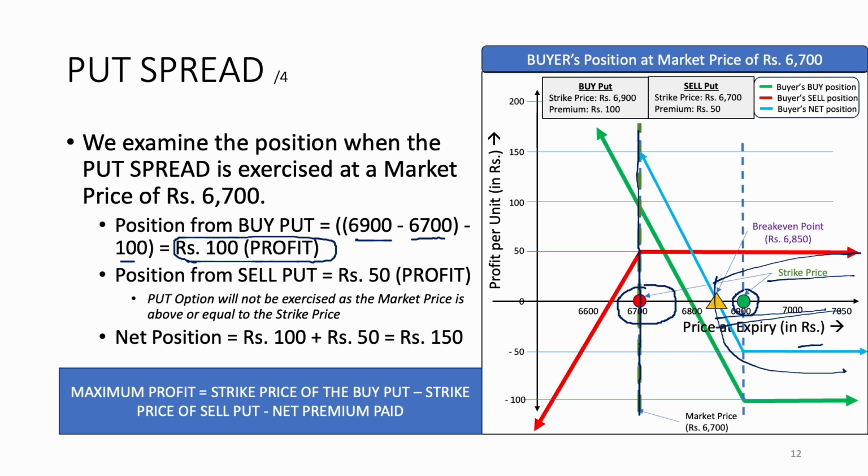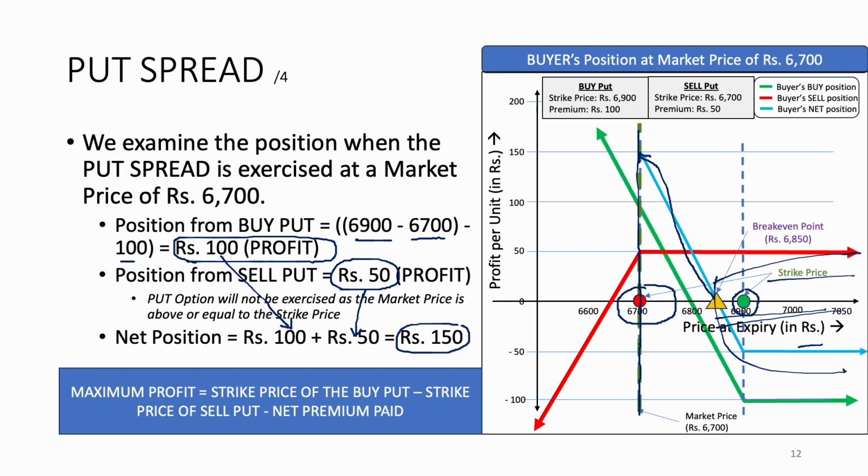The sell put will not be exercised by the buyer of the sell put because the market price is the same as the strike price. So our investor will make a profit of rupees 50 from the sell put. So his net position is that he makes a profit of 100 rupees from the buy put and a profit of 50 rupees from the sell put. So his total profit is rupees 150. We will notice in the next few slides that this is the maximum profit our investor can make. So from the break-even point, he starts making a profit, and the profit goes up to 150 rupees at the strike price of the sell put.